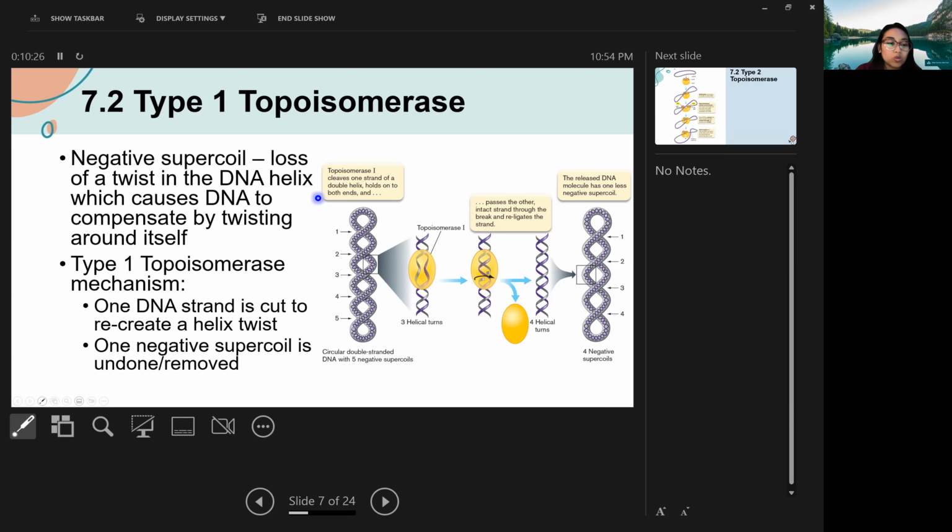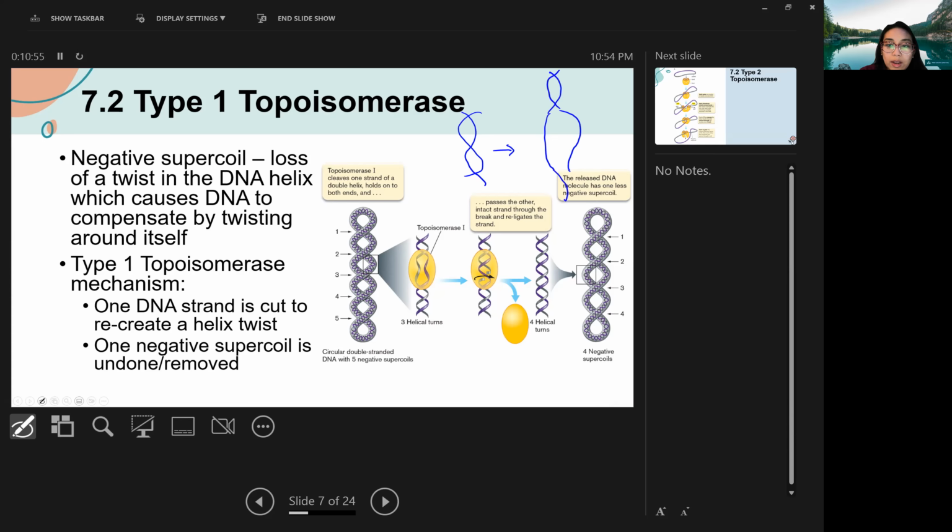Let me see if I can draw. So here's our DNA helix. You know how the DNA kind of twists around itself? That's a really poor job, sorry. You know how the DNA twists around itself. If I were to force one of the twists to untwist, so instead of it twisting totally, I kind of untwist it a little bit. So now it's open like that. But the rest of the DNA up here is still twisted.